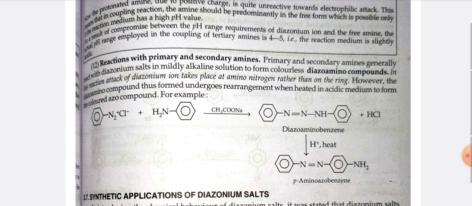Next is reaction with primary and secondary amines. Primary and secondary amines generally react with diazonium salts in mildly alkaline solution to form colorless diazoamino compounds. In this reaction, attack of diazonium ion takes place at the amino nitrogen rather than on the ring. However, the diazoamino compound thus formed undergoes rearrangement when heated in acidic medium to form the colored azo compound.